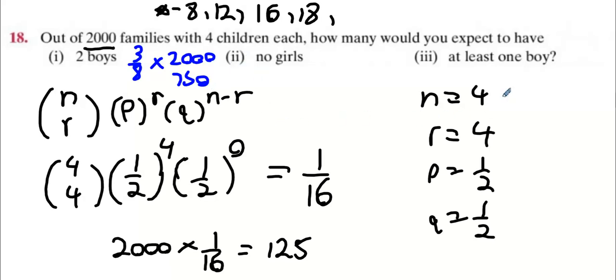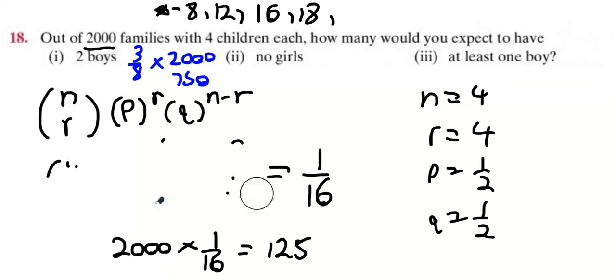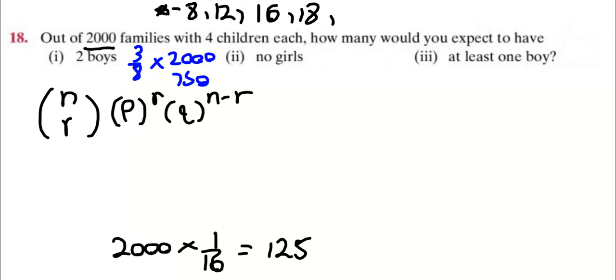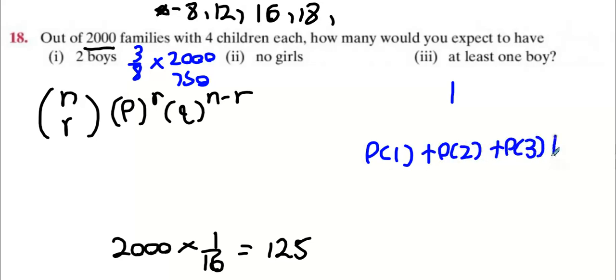Who knows how to do at least one boy? What's the shortcut for that? At least one boy. What does at least one boy mean? It's P1 plus P2, isn't it? Probability of 1 boy plus the probability of 2 boys plus the probability of 3 boys plus the probability of 4 boys. Does that make sense?